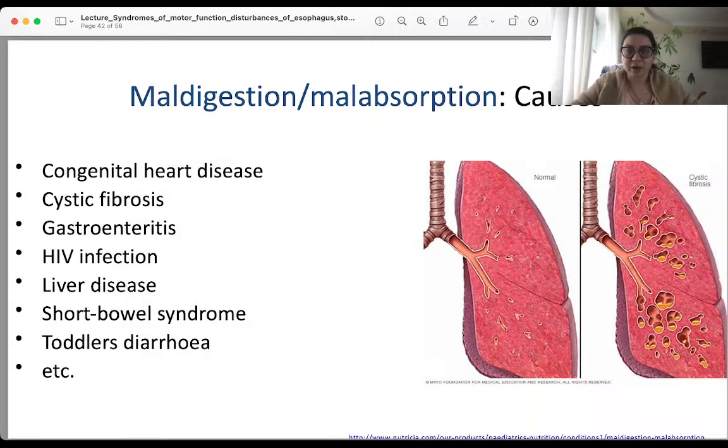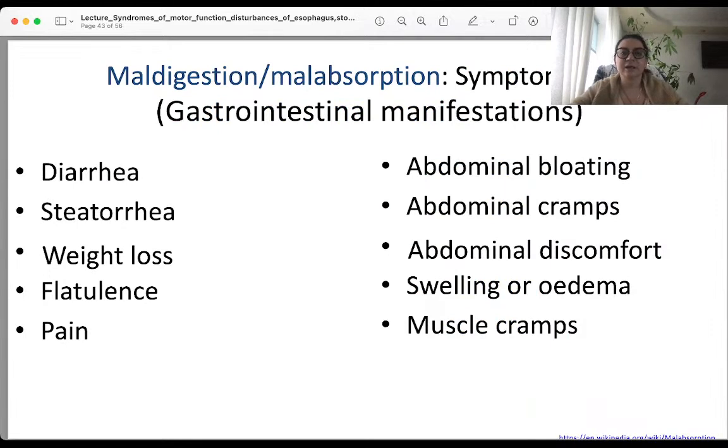Causes of maldigestion and malabsorption include congenital heart disease, cystic fibrosis, gastroenteritis, HIV infection, liver disease, short bowel syndrome, toddler's diarrhea, etc. Clinical manifestations can be GI symptoms and non-GI symptoms. Gastrointestinal features include diarrhea, steatorrhea, weight loss, flatulence, pain, abdominal bloating, abdominal cramps, abdominal discomfort, swelling or edema, and muscle cramps. It is the most often.